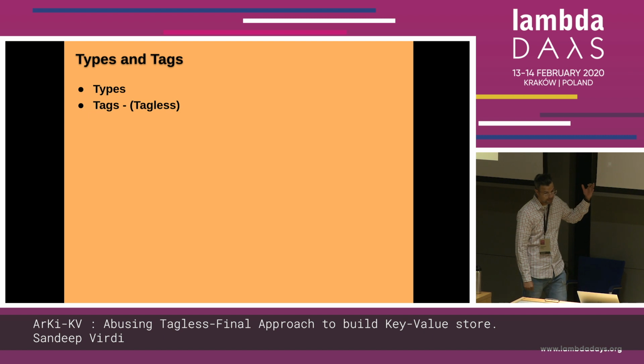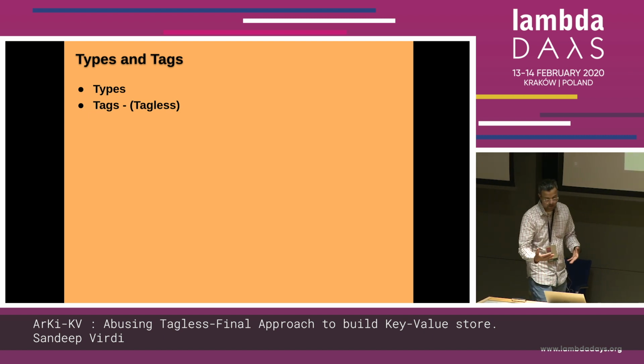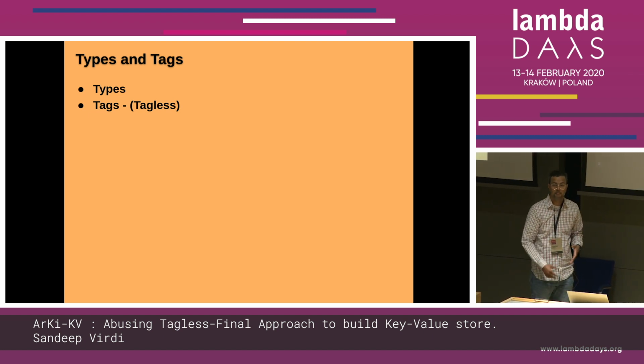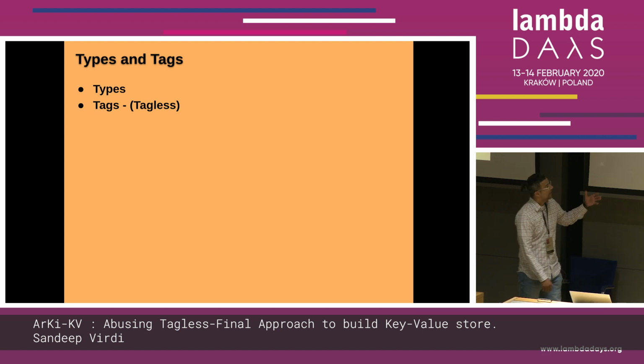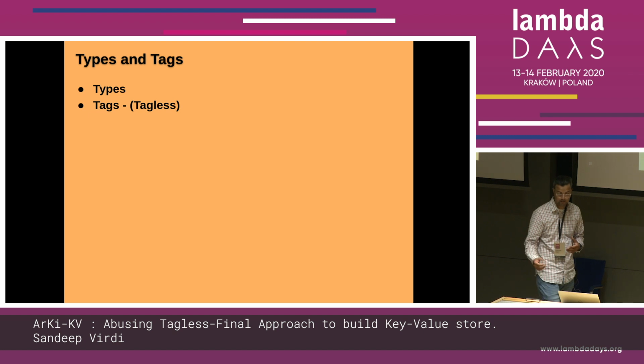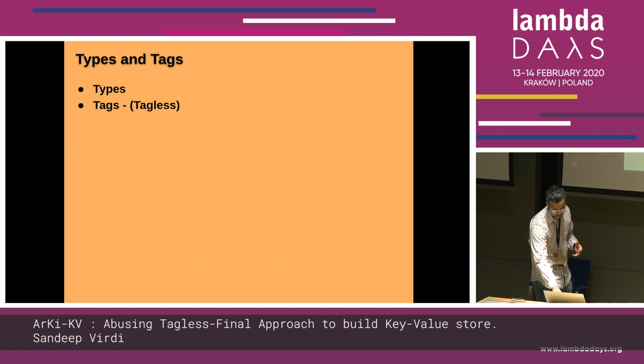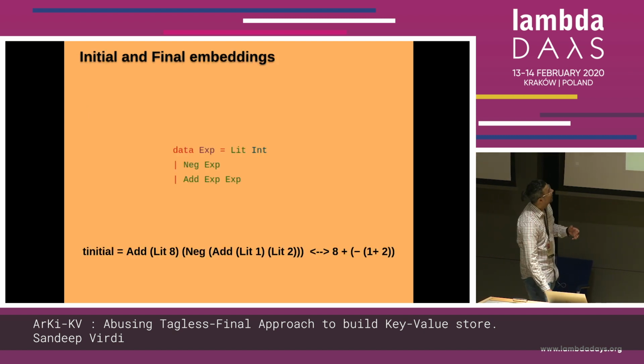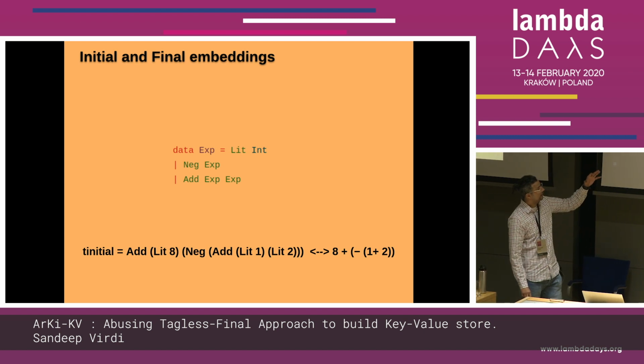All right, so types and tags. I'm pretty sure everybody knows what types are. Types help you statically prove the absence of certain behavior. Tags are runtime labels that help with runtime representation. Let's look at some Haskell. Here is a very simple algebraic data type. This expression type defines a very simple language that has literals, negation, and addition.